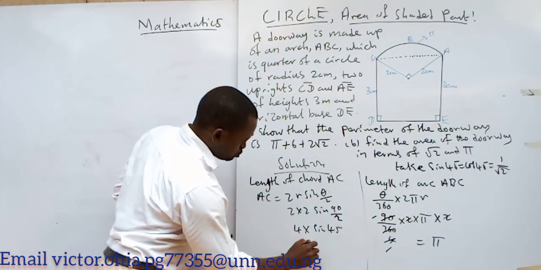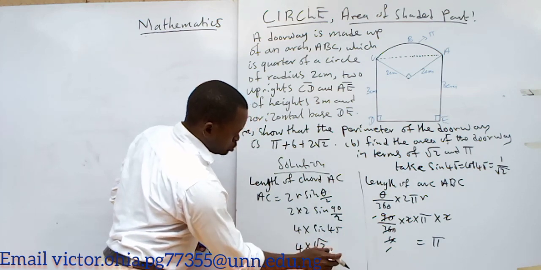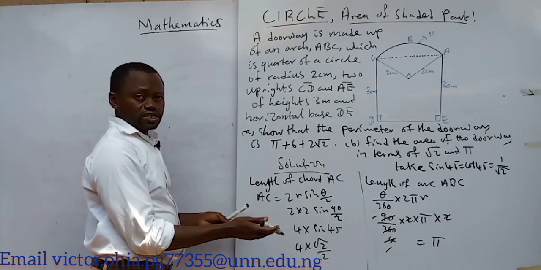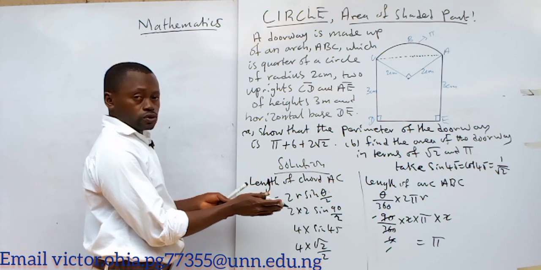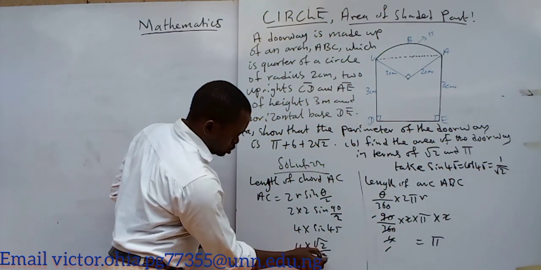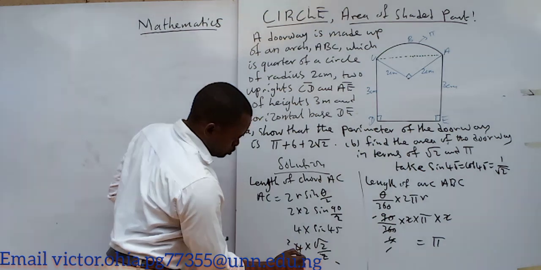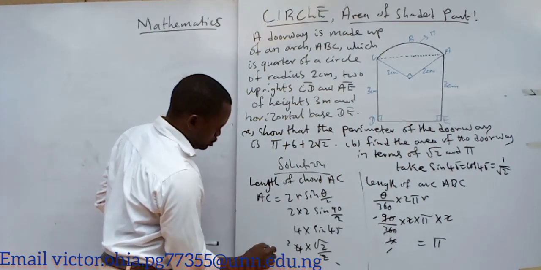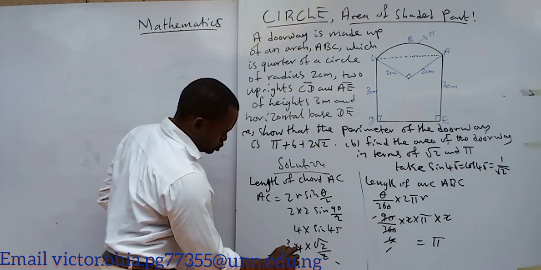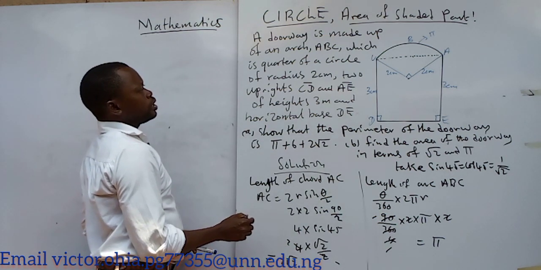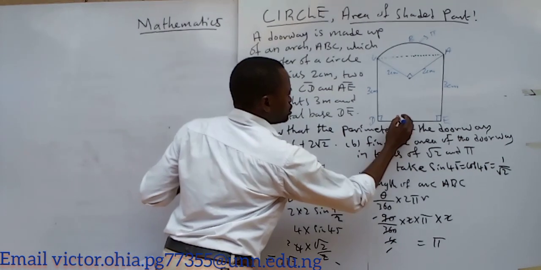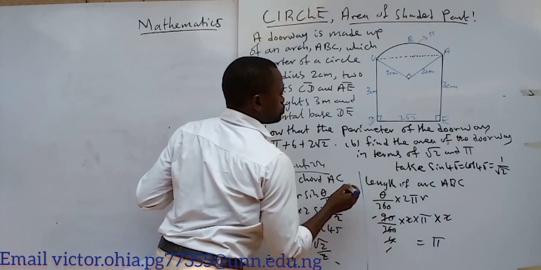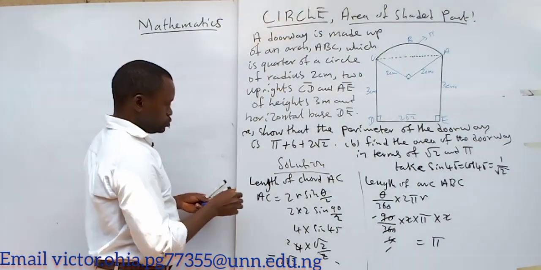So this is 4 times root 2 over 2. This shows that we shouldn't change it to decimal. That's the implication. We should treat it as a surd. Okay. So I'm sure this cancels with 2 here. Finally, we have the length of this chord AC to be 2 root 2. By implication, it then means that this side is 2 root 2. Okay? It's 2 root 2.